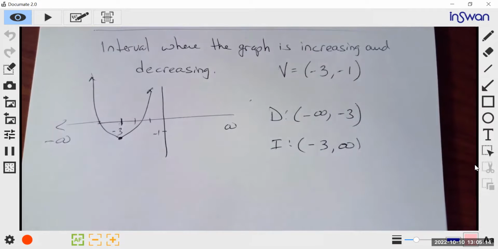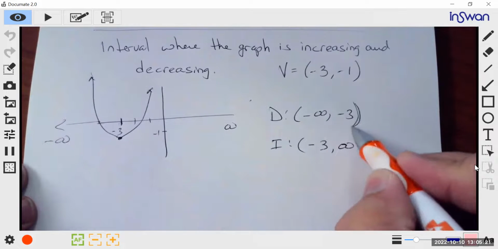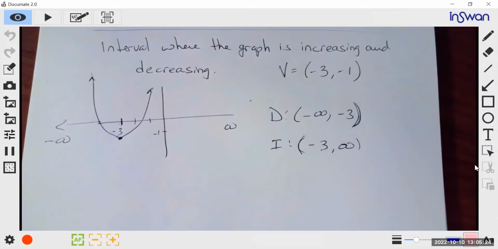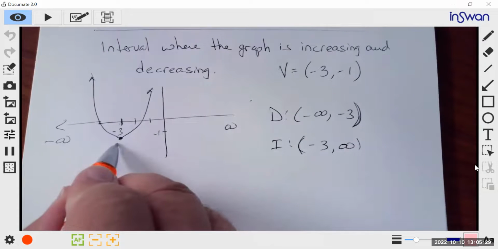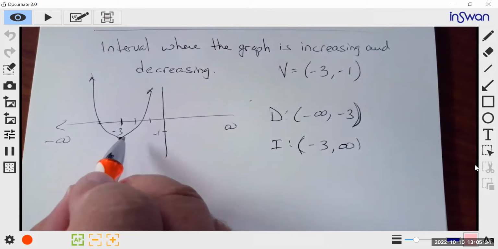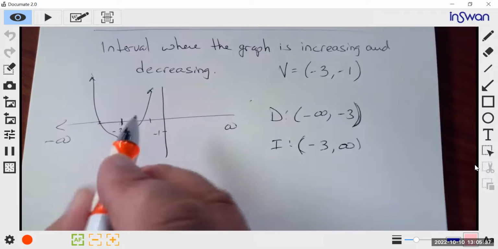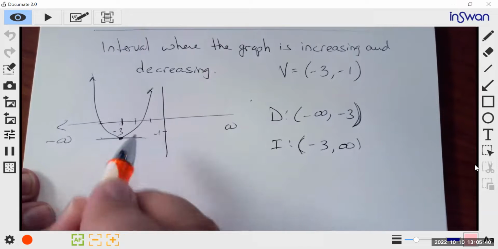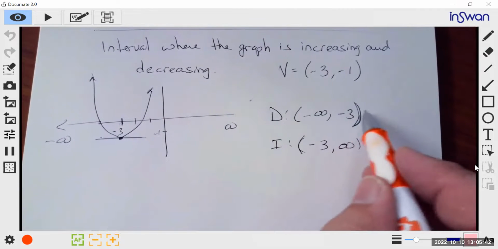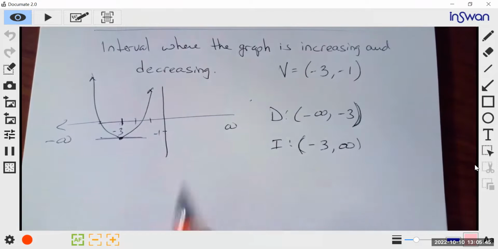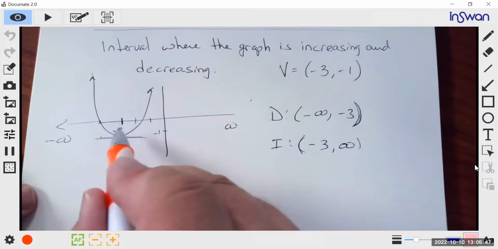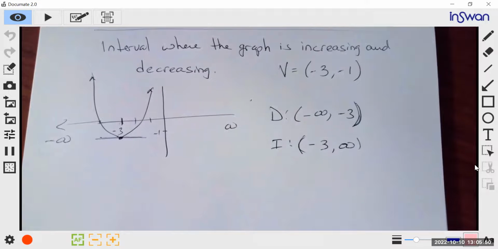Because when you're looking for the interval where it's increasing and decreasing, you only deal with the x values. And notice there is no bracket. It's always parentheses. Why? At -3, what's it doing? Is it increasing or decreasing? It's doing nothing. It's flat. It's a horizontal line, so that's why we can't use it. It's decreasing all the way up to -3 and increasing from -3, not at -3.